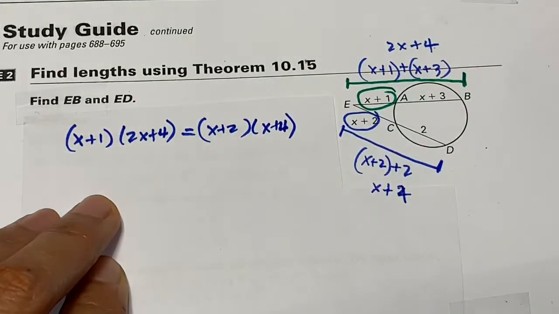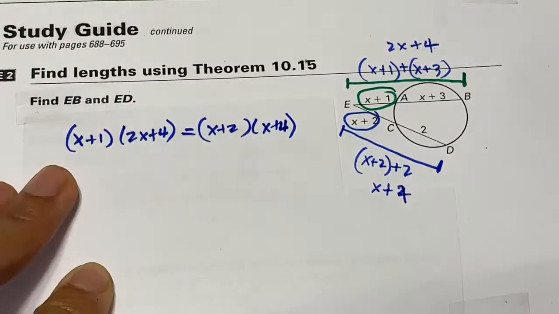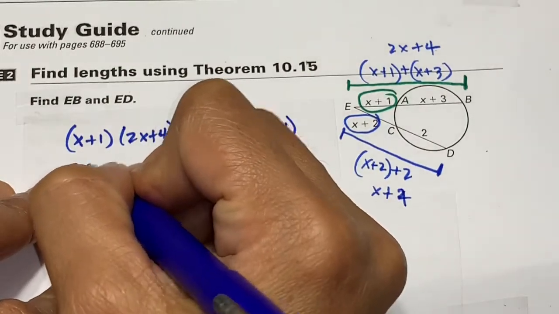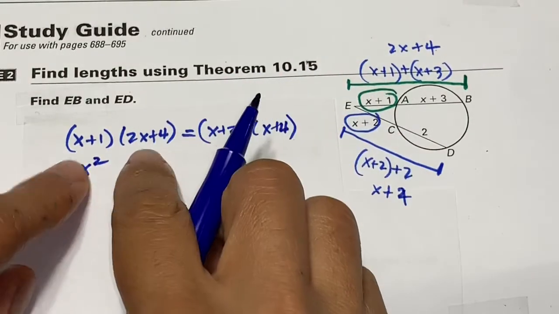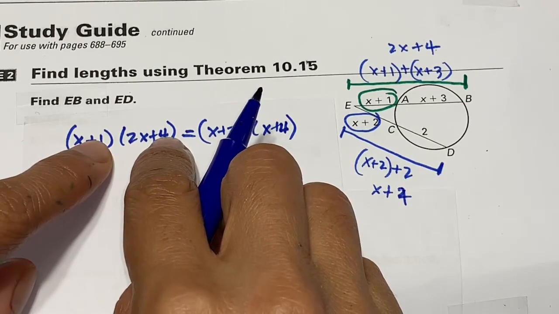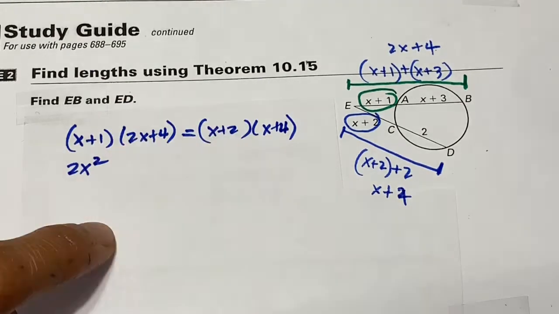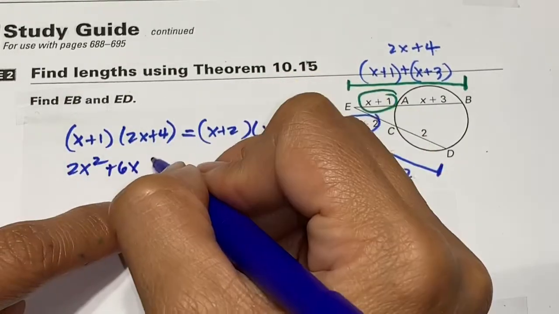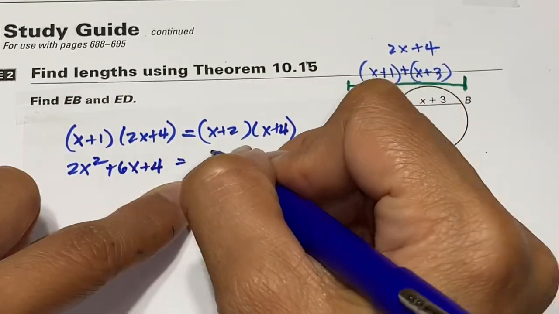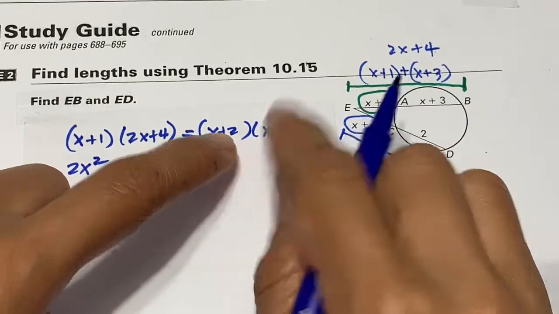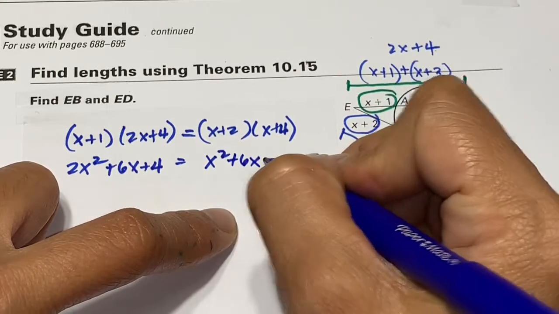Okay, and then you FOIL it. That is 2x squared, right? Plus 4x plus 2x, so that's plus 6x. And then 1 times 4 is 4, equals x squared plus 4x plus 2x is plus 6x plus 8.